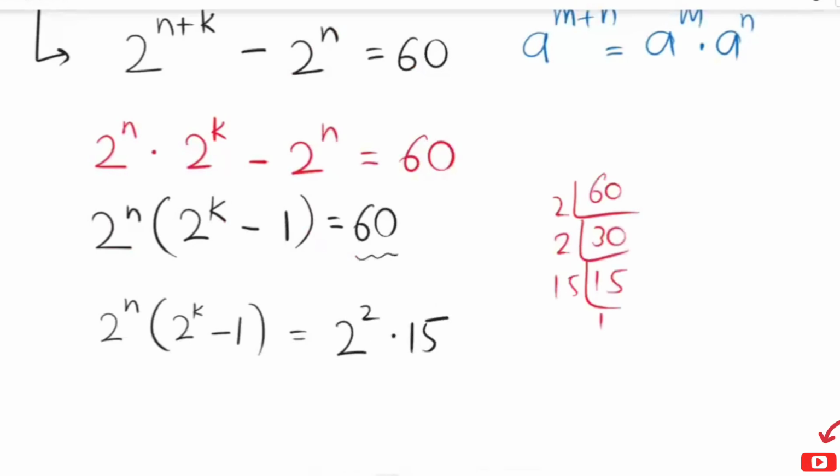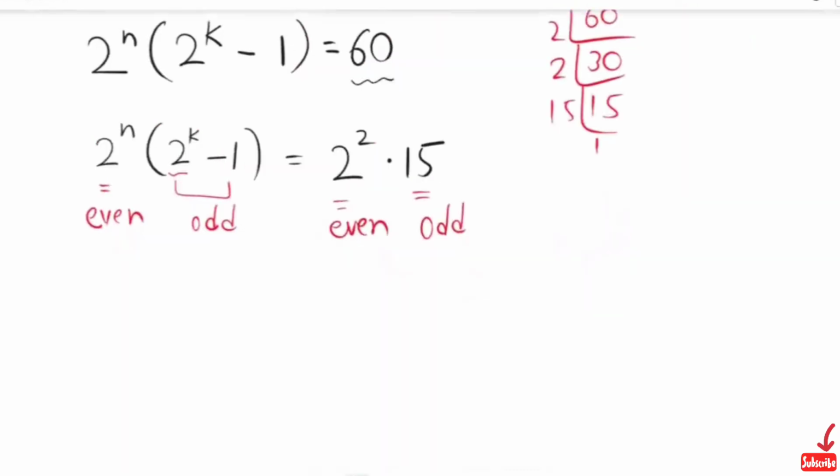Now here I will compare odd with the odd one and even with the even one. So this is even, this is even, but together it's odd. Again, this is even and this is odd. So I will compare the even with the even number: 2 to the power of n is equal to 2 to the power of 2. And 2 to the power of k minus 1 is equal to 15.